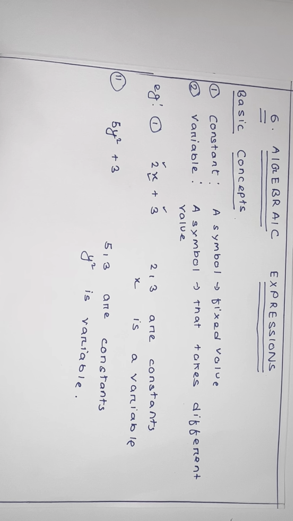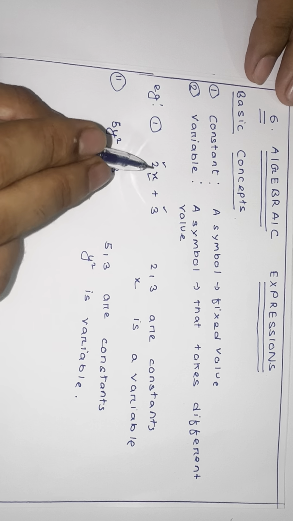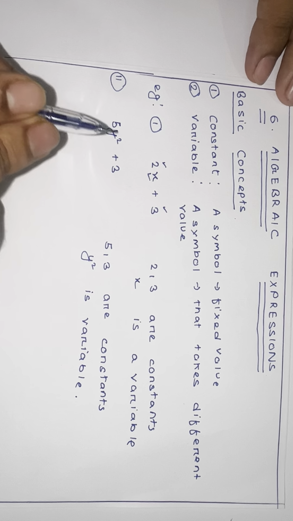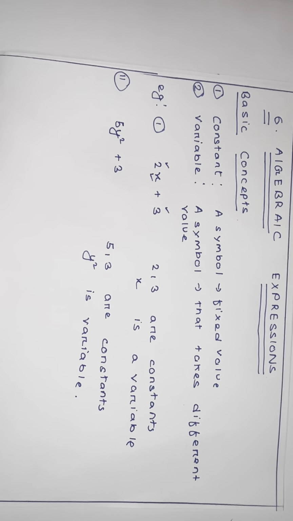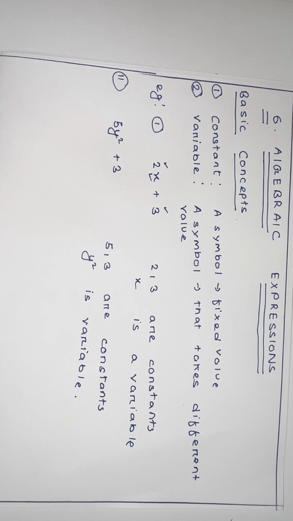So the first thing that you will need to know is that the letters that we are using are called variables, and the numbers that are used are called constants.